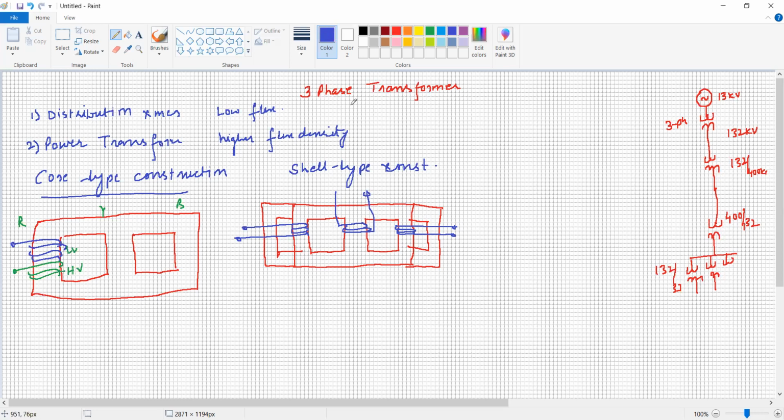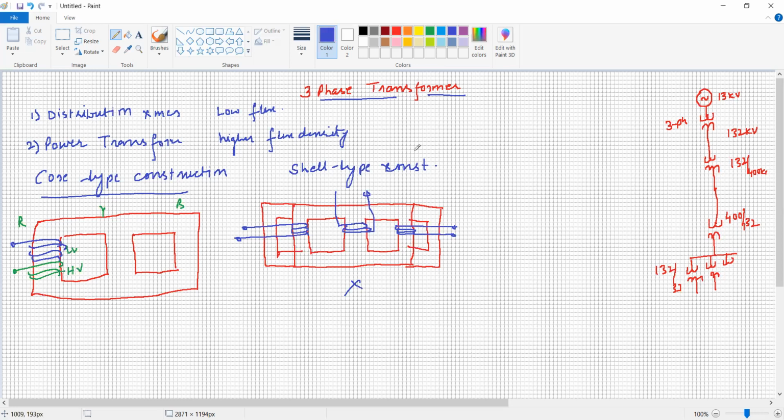So in case of three-phase transformer, either it is a distribution transformer or power transformer, a shell type construction we are not using. We are using only the core type construction. So this is the construction point of view.